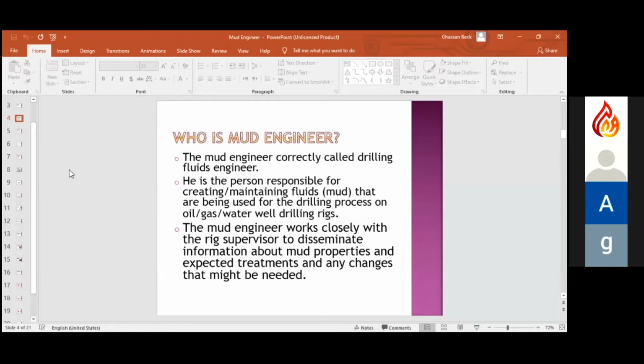A mud engineer is the person responsible for creating or maintaining the fluids, the mud, that are being used for the drilling process on drilling rigs in oil, gas, or water wells. When we say creating or maintaining, it is because sometimes we see mud problems or other things, and at that time we want to treat the mud or maintain its properties.